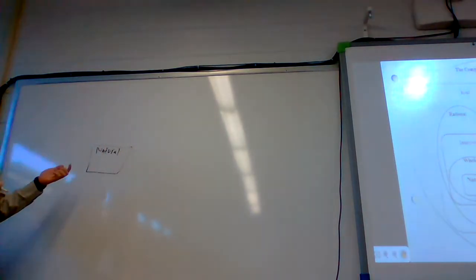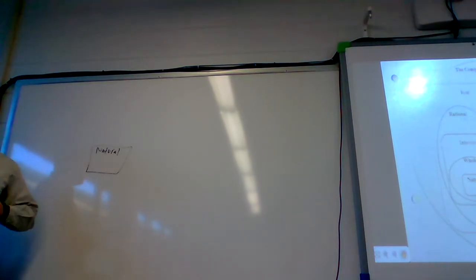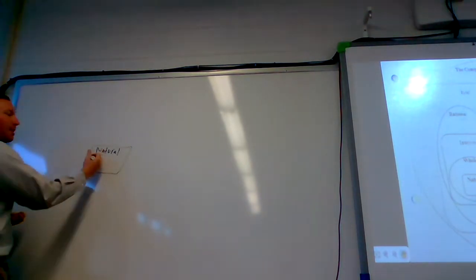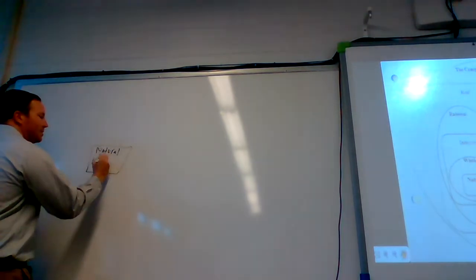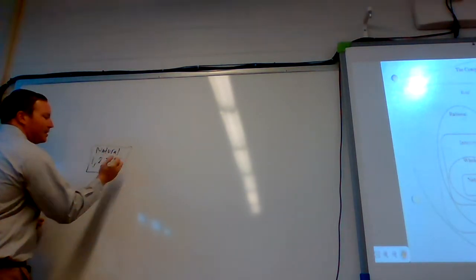So our natural numbers, does anybody have an idea of what the natural numbers are? Think about if you're out in nature, how many apples are in a tree? How would you do that? How would you know how many apples are in a tree? You'd count them. So what do we start with when we count? 1. So our natural numbers are 1, 2, 3, and so on.